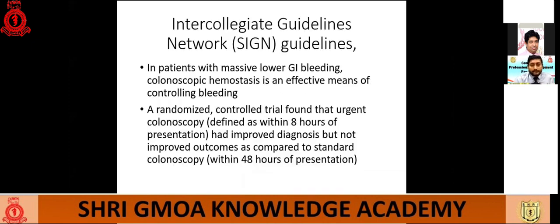There's an interesting study mentioned in the intercollegiate guidelines. They have said that in a randomized controlled trial, doing a colonoscopy within 8 hours of bleeding has not improved survival. But if you prepare a patient properly and do it within 48 hours, you can easily identify the source of bleeding and address it properly.